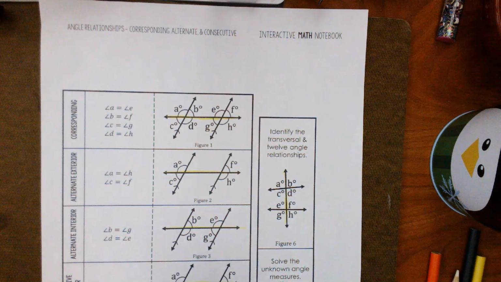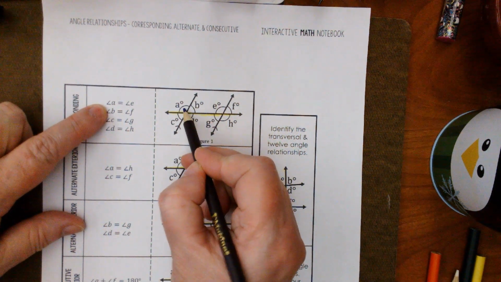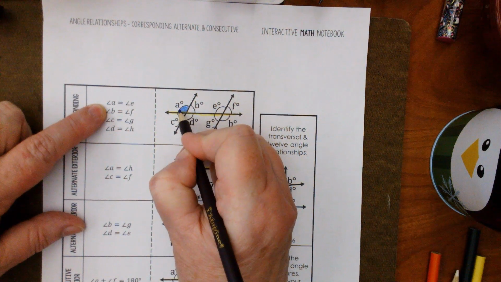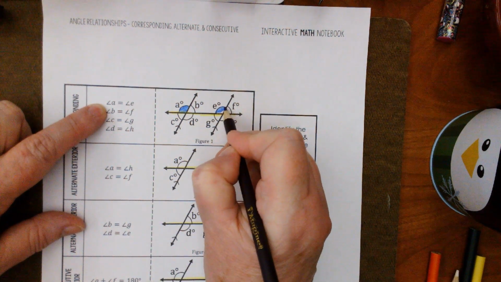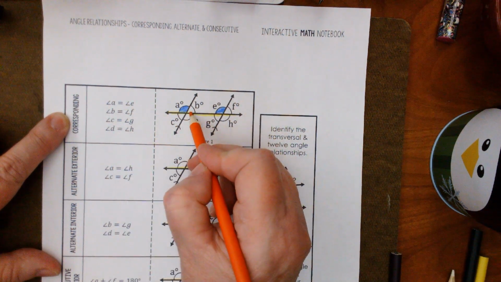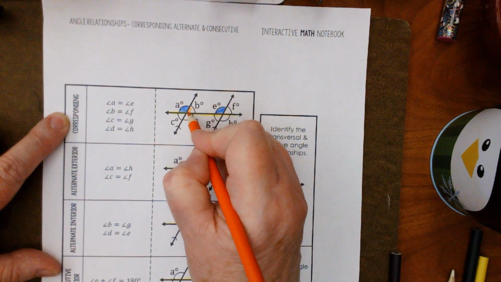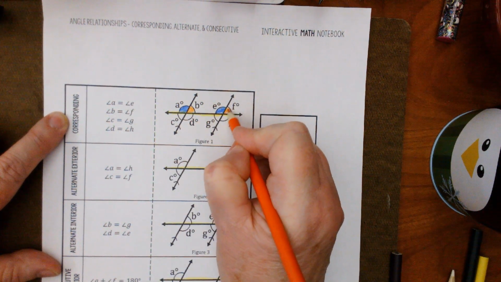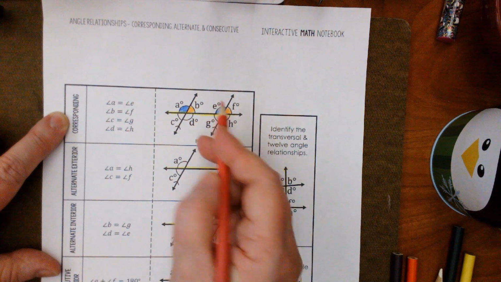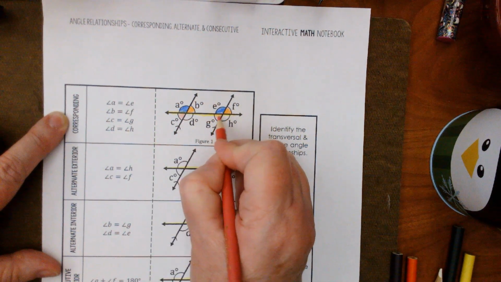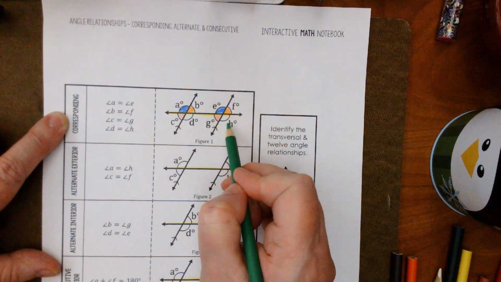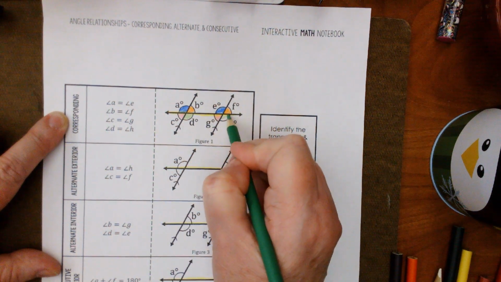And so if we look at angle A and we look at angle E, these are the same. So I'm going to color them in the same. And these are called corresponding. Now, angle B and angle F are the same, so I'm going to color those in the same color. Okay? Then we have angle C equals angle G. Okay? And then angle D and angle H. And you can see they look the same.